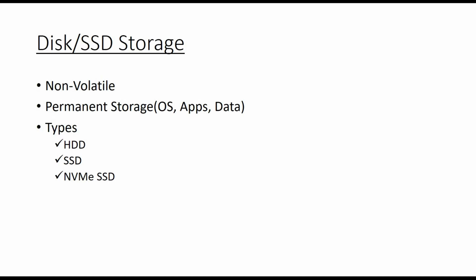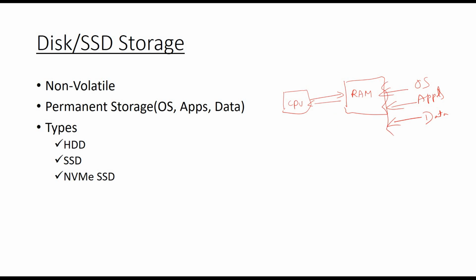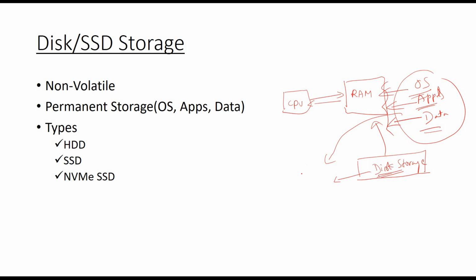Now let us discuss disk storage or SSD storage. Till now we have seen that the operating system, applications and corresponding data are loaded to RAM before the OS or application programs are executed by the CPU. But where are this operating system, these applications and corresponding data saved before being loaded to RAM? Disk storage is the location where all of these will be stored as corresponding files and directories.